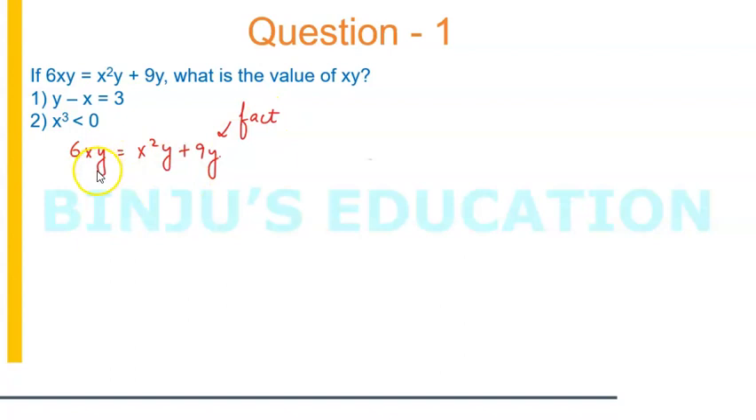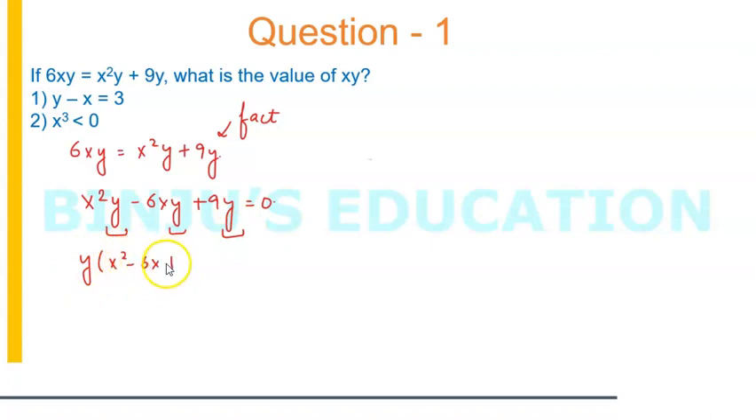I'm going to bring 6xy to the right hand side, and this gives me x square y minus 6xy plus 9y is 0. Then I can take y common, because y is the variable common in all three expressions. When I take y common, this becomes y times (x square minus 6x plus 9) is equal to 0. And x square minus 6x plus 9 is nothing but x minus 3 whole square, so this becomes y(x minus 3) whole square is equal to 0.